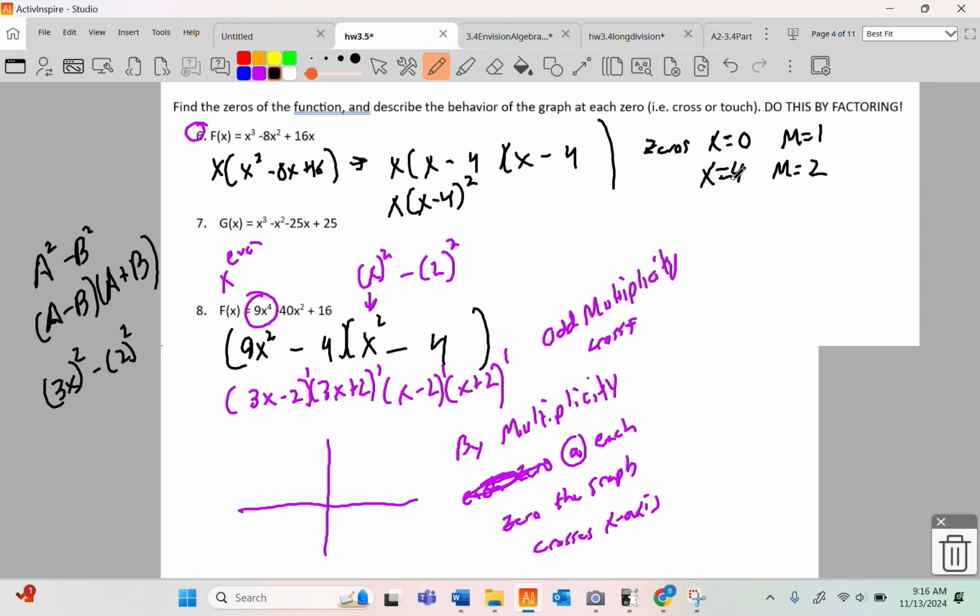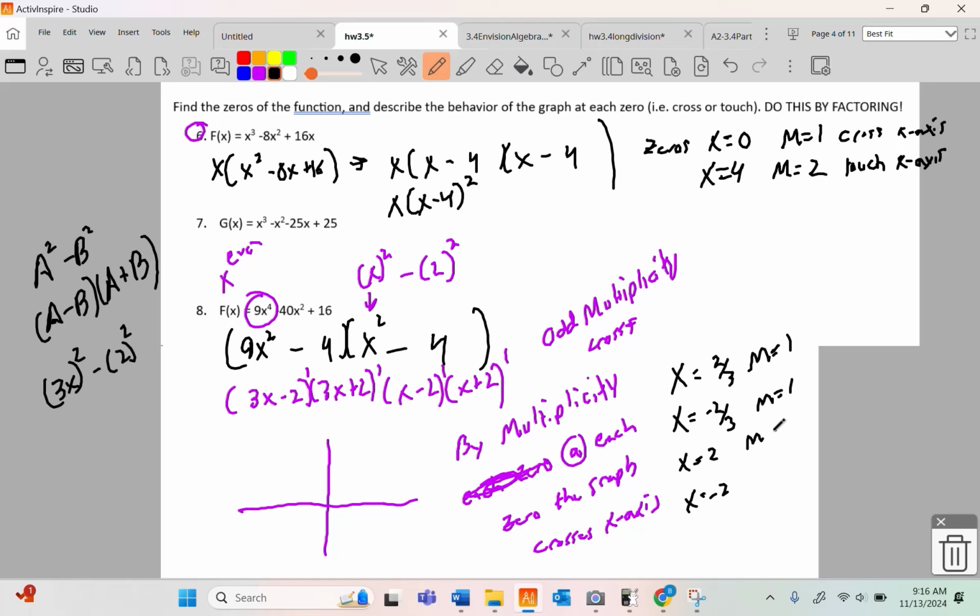Remember, odd multiplicity is a crossing. We cross the x-axis. And even multiplicity is we touch the x-axis. And I should have probably listed the zeros over here. Your zeros were x equals 2/3, x equals negative 2/3, x equals 2, and x equals negative 2. And they all happened 1 time.